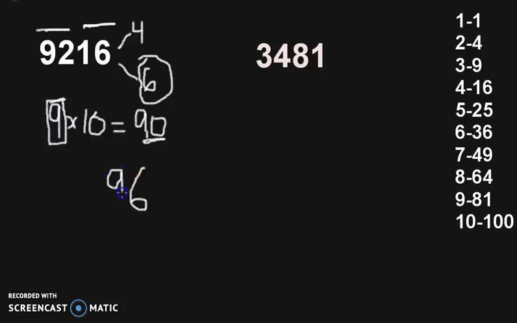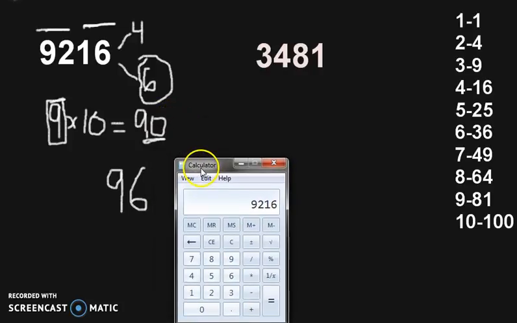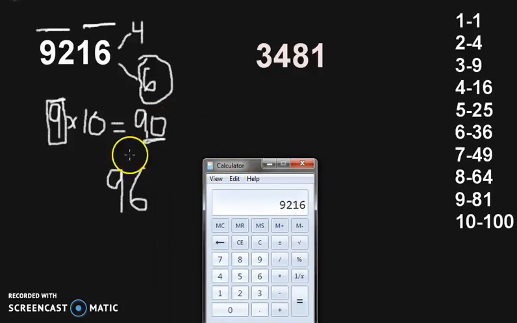And I'm gonna get a calculator out so we can check if 96 is the square root of 9,216. So let's check that. 96 times 96 equals 9,216. So 96 is the square root of 9,216. Okay, let's get to the other example.